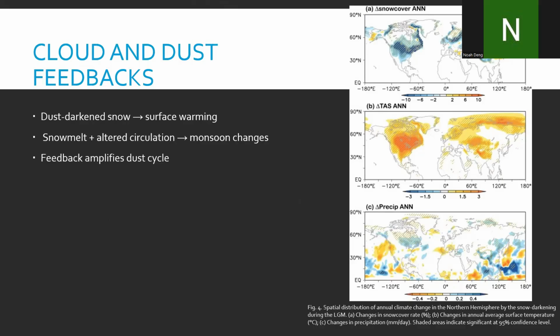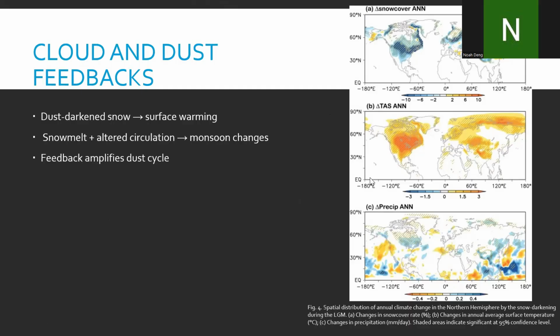Finally, Amaya et al., back in the ice sheet slide, found that clouds also interacted with these temperature changes, modifying ocean surface temperatures and reinforcing atmosphere-ocean feedback. As a result, these three studies illustrate how dust, cloud, and ice sheet albedo work together to shape both regional and hemispheric climates during the LGM.